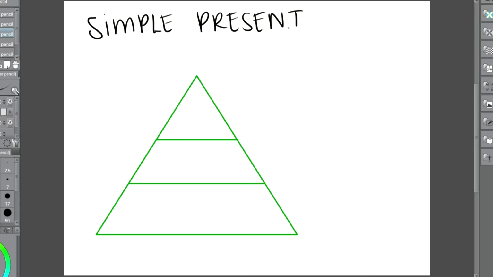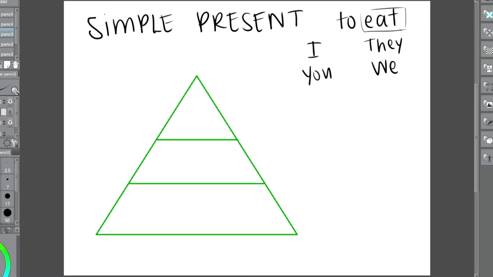Okay, so when we're in the simple present and we want to conjugate a verb, let's say we have the verb to eat. For pronouns like I, you, they, we, we just take the verb and we don't make any changes. So it becomes I eat, you eat, they eat, we eat, right? However, if we have the pronoun he, she, or it, that is when we are going to use one of the rules to conjugate the verb.